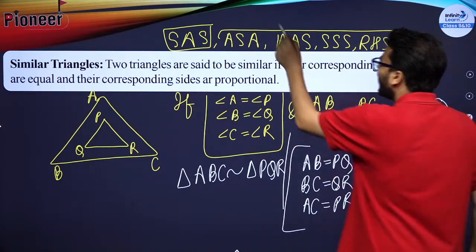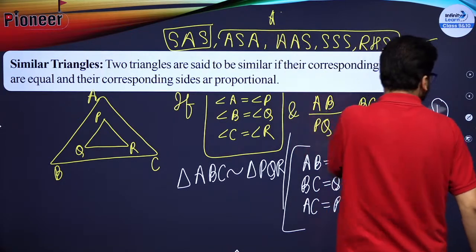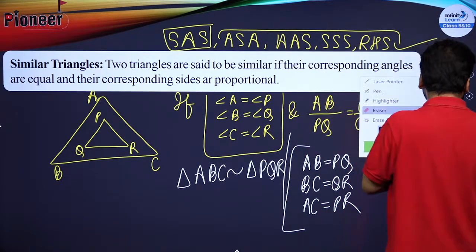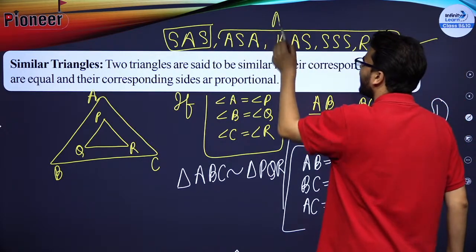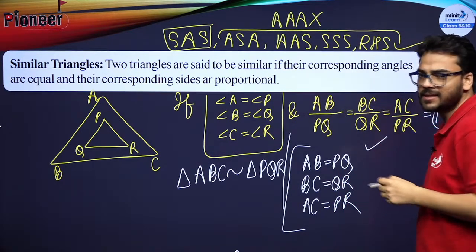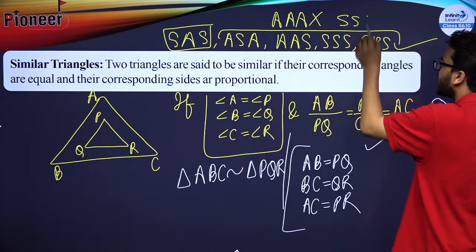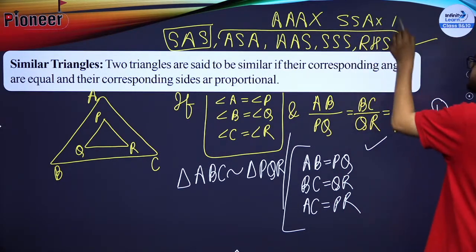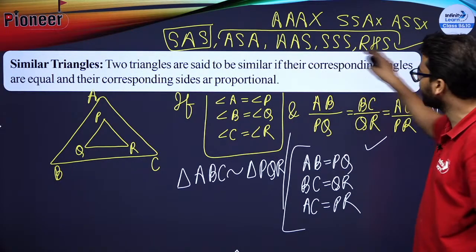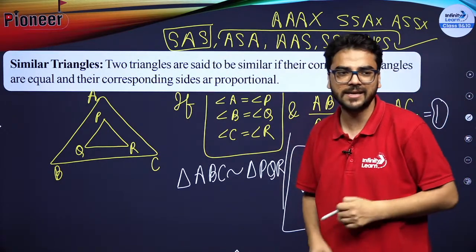For example, AAA. I have seen many students make up congruency criteria as per their own wish. There is no congruency criterion like this. There is no congruency criterion called SSA. There is no congruency criterion called ASS. There is no other congruency criterion except these.